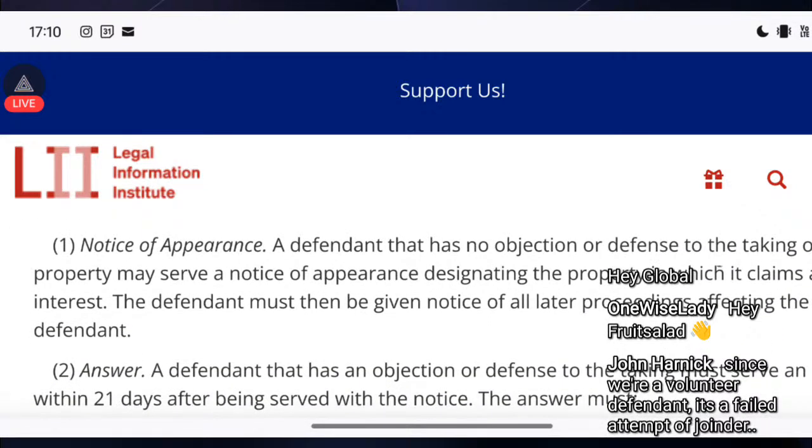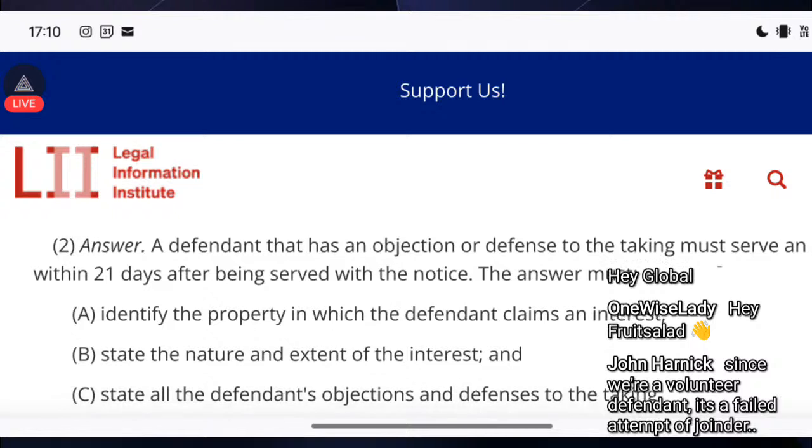Appearance or answer. Notice of appearance. A defendant that has no objection or defense to the taking of its property may serve a notice of appearance designating the property in which it claims an interest. The defendant must then be given notice of all later proceedings affecting the defendant.